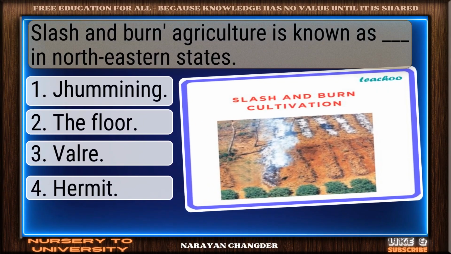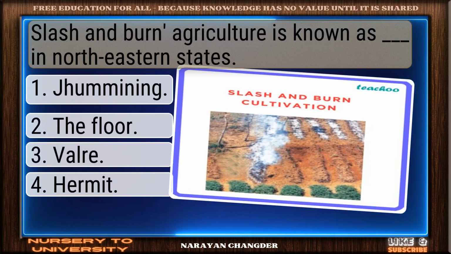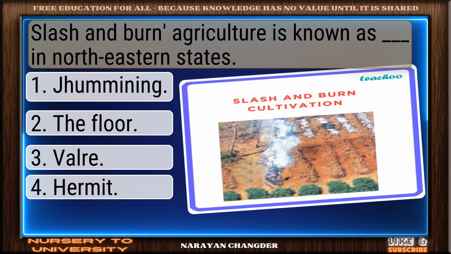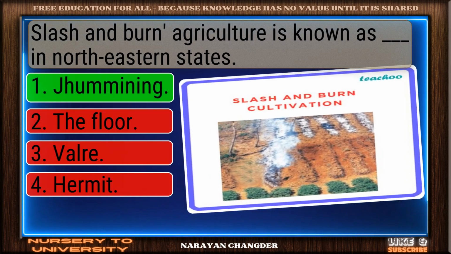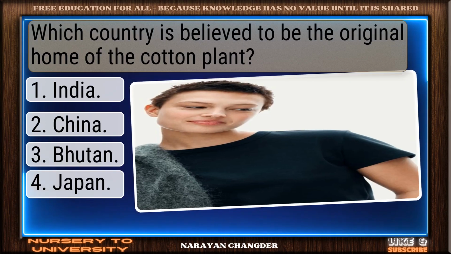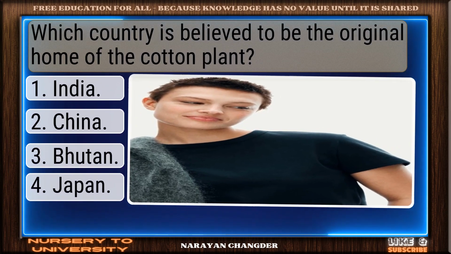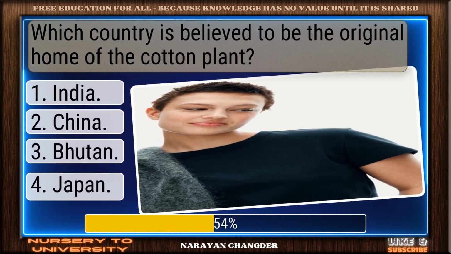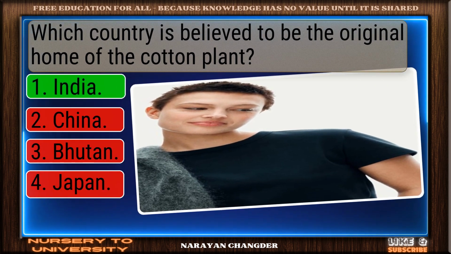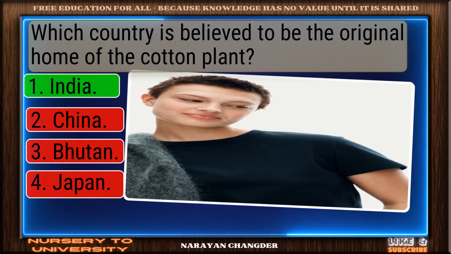Slash and burn agriculture is known as dash in northeastern states. You're right. Jhumming is correct. Which country is believed to be the original home of the cotton plant? Nice work. India fits perfectly.